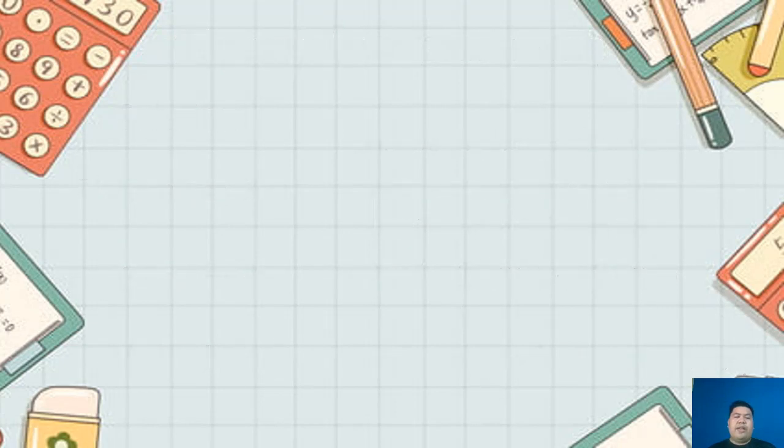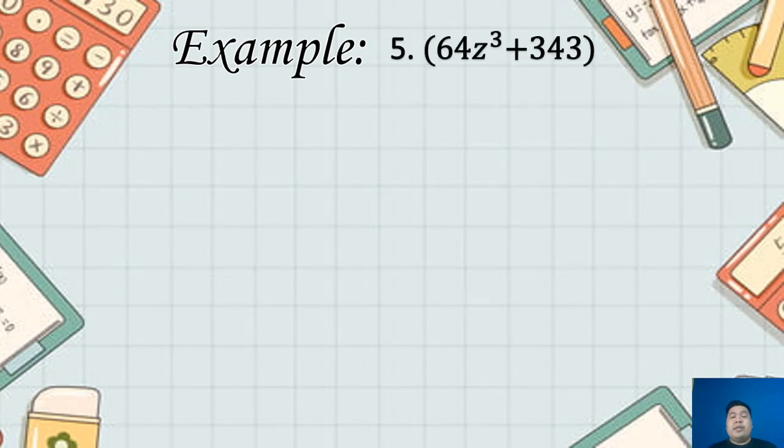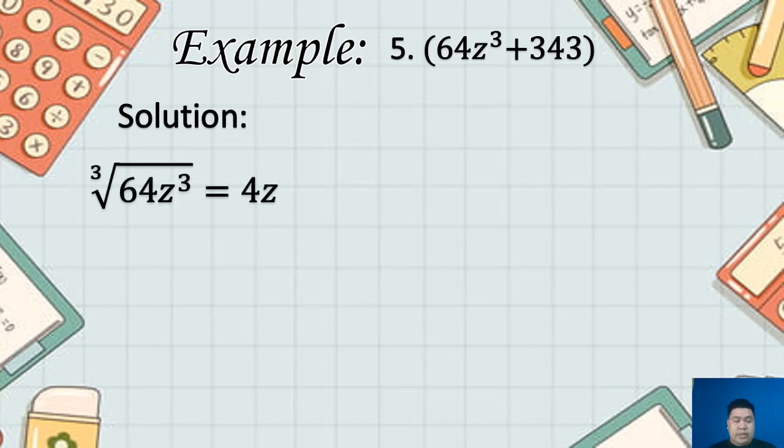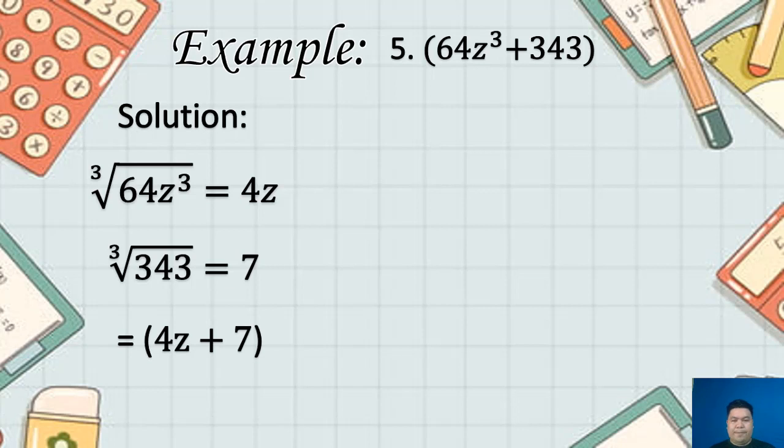For our final example, we have 64z cubed plus 343. Just repeat the process in getting the factor. First, cube root the first and second. Here's our solution. First, the cube root of 64z cubed is 4z. Then the cube root of 343 is 7. After extracting the roots, we have the binomial 4z plus 7.